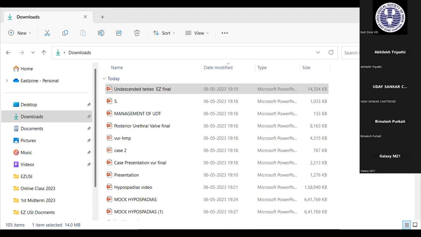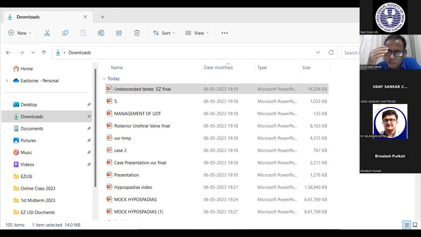Yes, Dartos flap. It is easier, and you are not exploring the testis. That's why the Dartos flap is preferable. Let's discuss the distal surgeries and the proximal surgeries first. So what are the types of surgeries which can be planned, which you have in your armamentarium for this particular case?